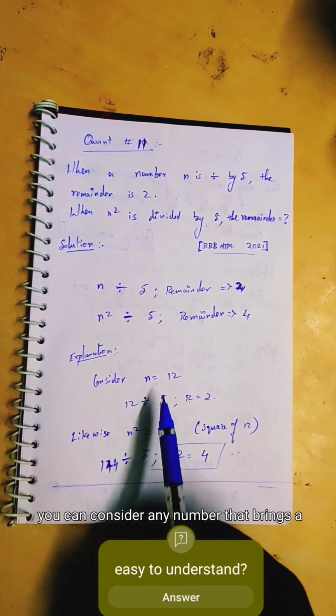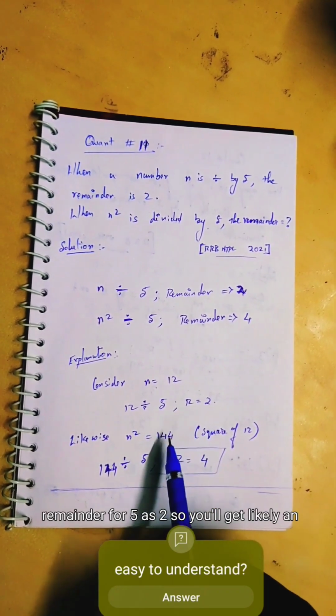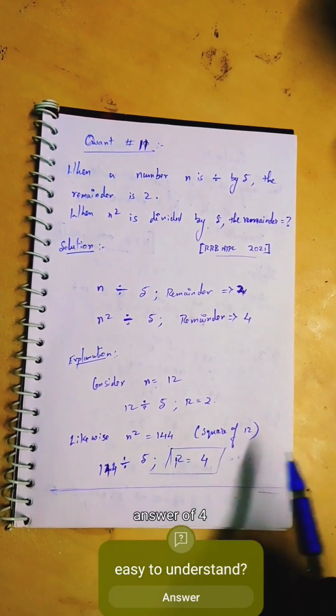You can consider any number that leaves a remainder of 2 when divided by 5. So you'll likely get an answer of 4 as the remainder.